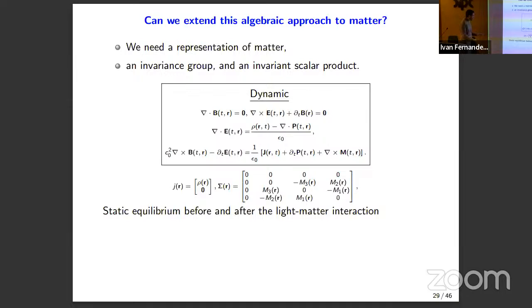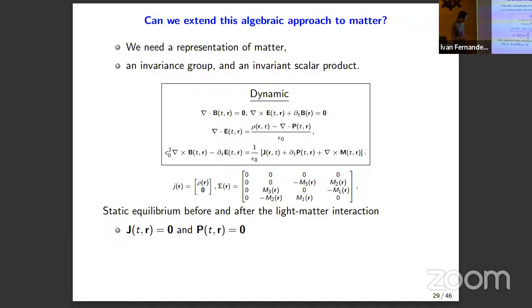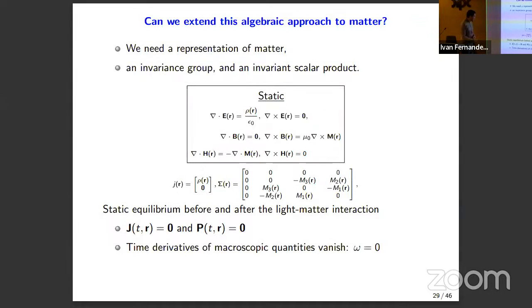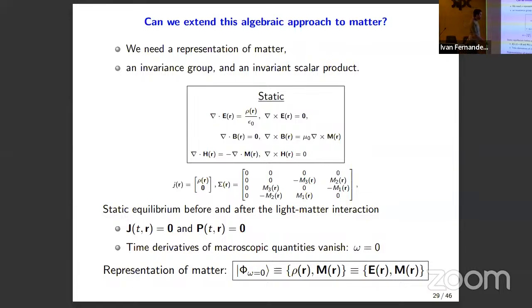So we're talking about matter in static equilibrium, hence before and after the interaction. So we put the J and the P to 0, and we put the time derivatives of everything to 0, because we are talking about frequency 0 now, and then you get a different set of equations, which are one version of the static Maxwell equations. So we're going to represent matter with rho and M, or better, with the Coulomb field produced by rho and M, so that there are two vector fields and not a scalar and a vector. Rho and E are bijectively connected by the divergence of E being rho and the curl of E being 0.